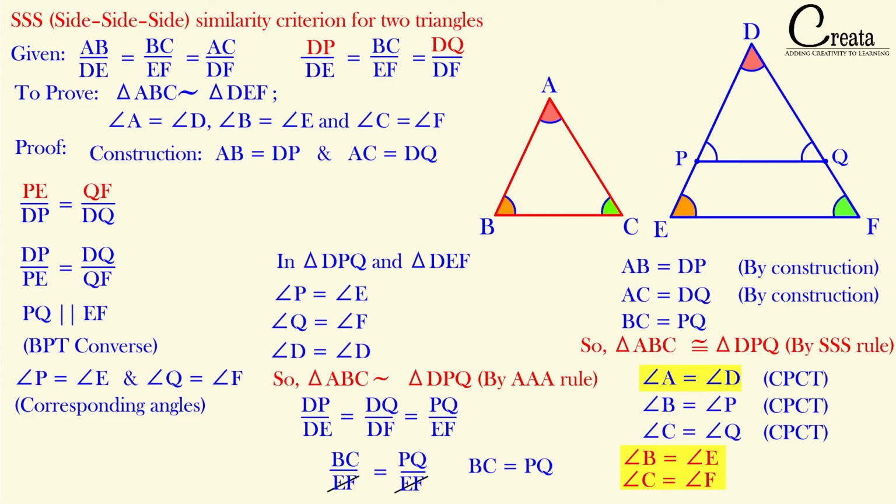So once all the three angles are equal, we can say both the triangles are similar to each other. And that is our proof. Triangle ABC and triangle DEF are similar to each other. So we have done the proof of this theorem.